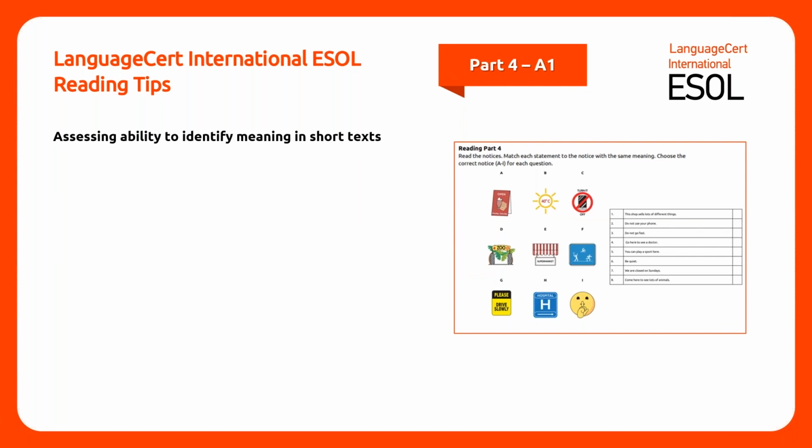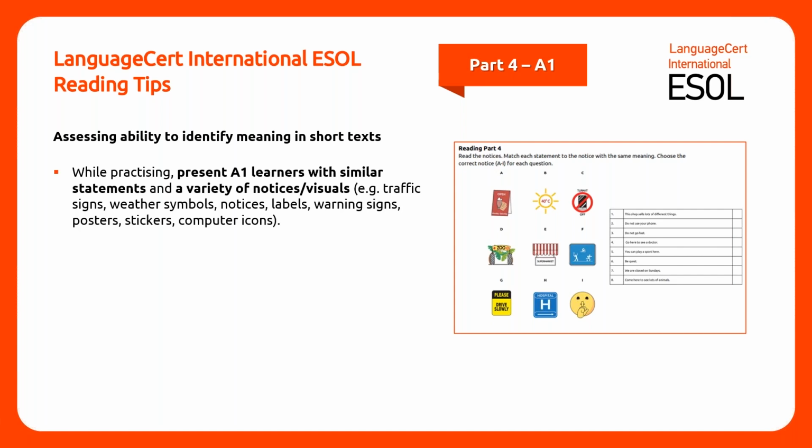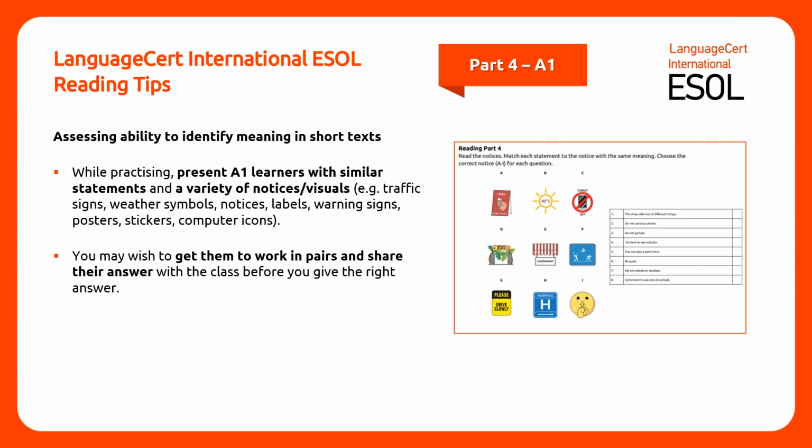Part 4 at A1 level, assessing ability to identify meaning in short text. While practicing, present A1 learners with similar statements and a variety of notices and visuals, for example, traffic signs, weather symbols, notices, labels, warning signs, posters, stickers, or computer icons. You may wish to get them to work in pairs and share their answer with the class before you give the right answer.